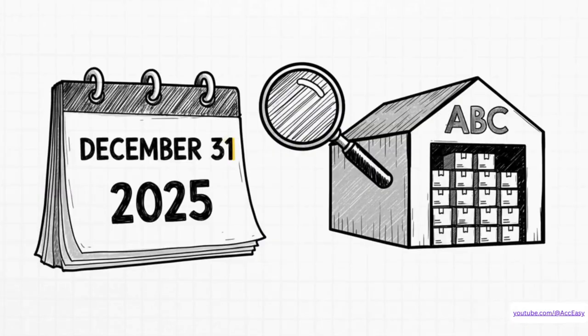Let's do it. So here's our scene. It's New Year's Eve, 2025. ABC Company is closing its books for the year, and they've got 1,000 of these widgets sitting in the warehouse. The big question is, what are they actually worth?